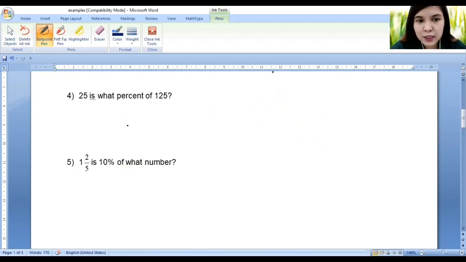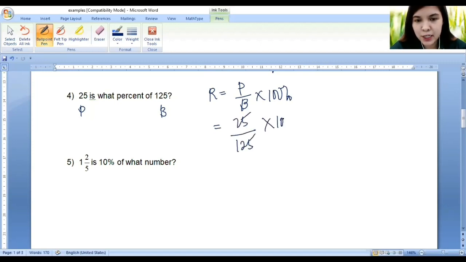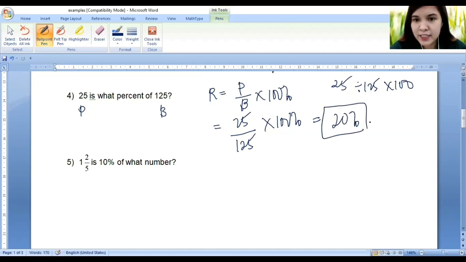Next, number 4. 25 is what percent of 125? This 25 is our percentage and this 125 is our base. So we're looking for the rate again given by the formula P divided by B times 100%. Then substitution, 25 divided by 125 times 100%. In the calculator, when you press it, 25 divide in the calcu first into 125, then times 100. Dire-diretso pindot lang yan sa calcu. So, magiging sagot natin dito ay 20%. Final answer.